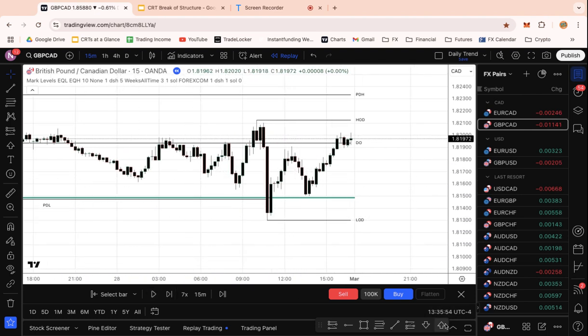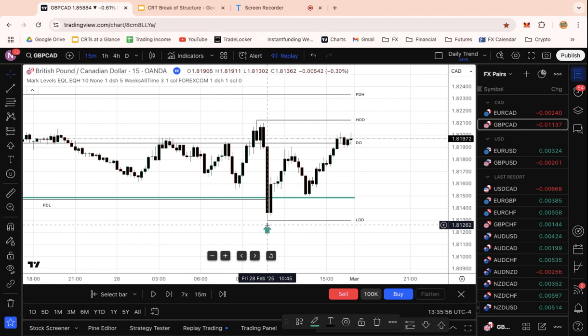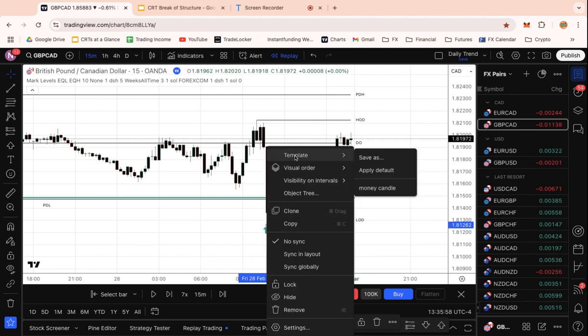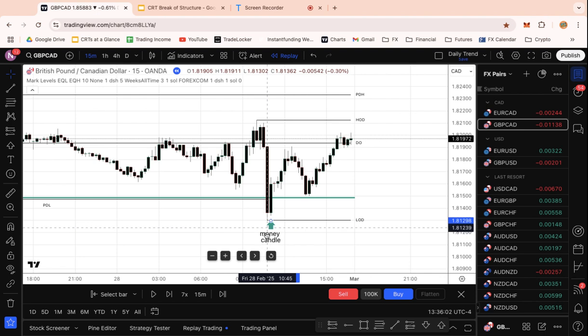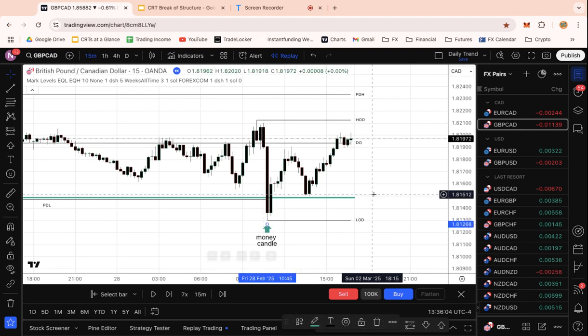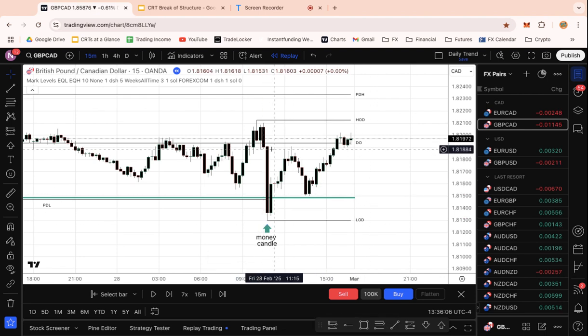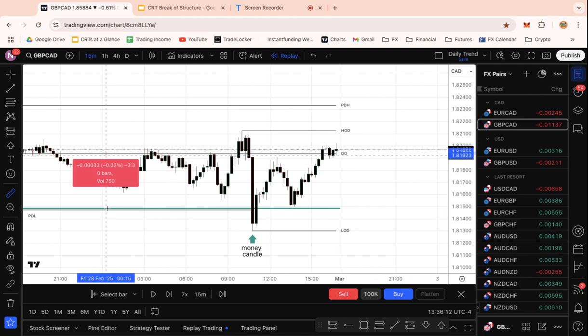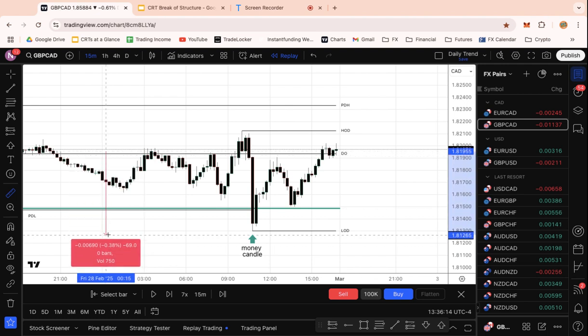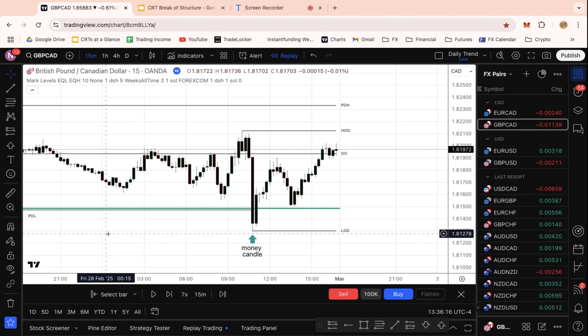This is a big money candle, but that's fine. Right there, that candle makes the low of the day. Now, I don't like to necessarily see them that big. However, the premise is still the same. This does create a sizable stop loss there, because that was about 83 pips.